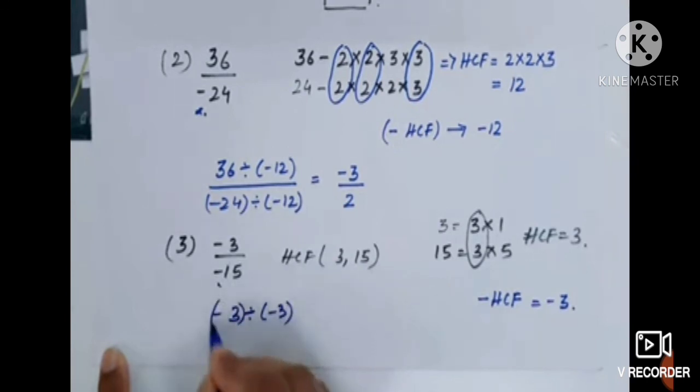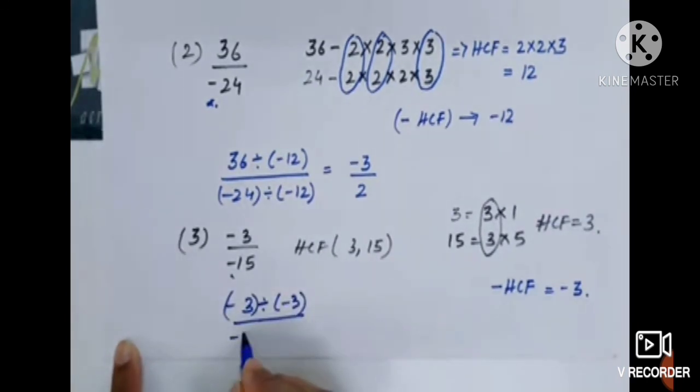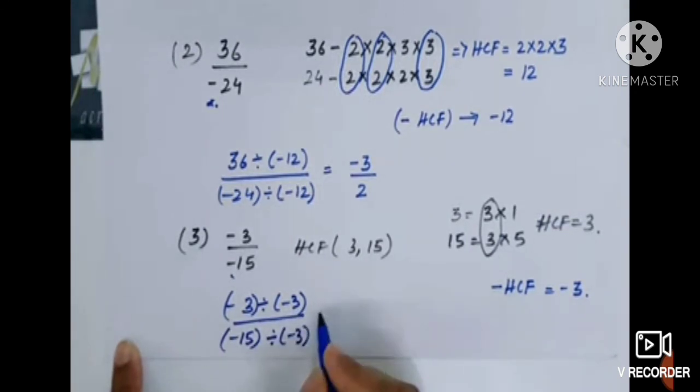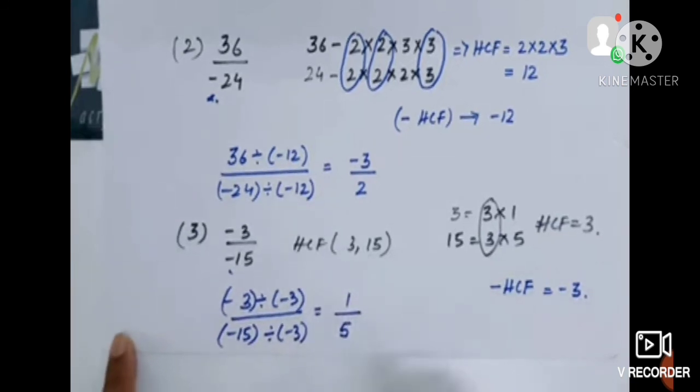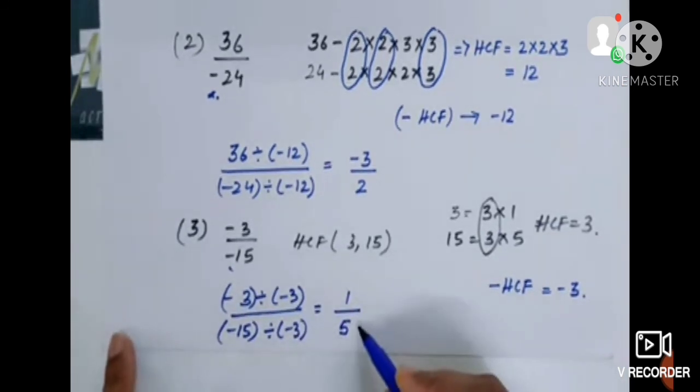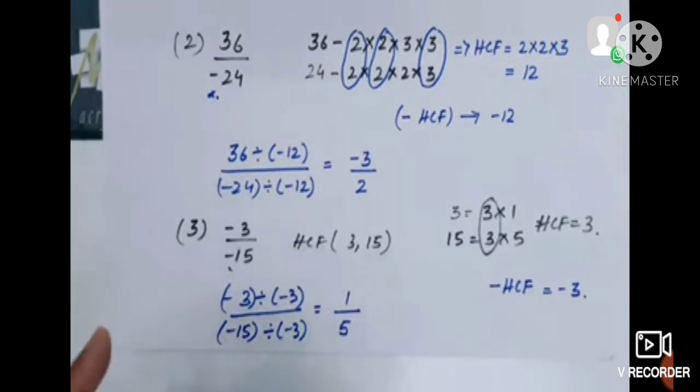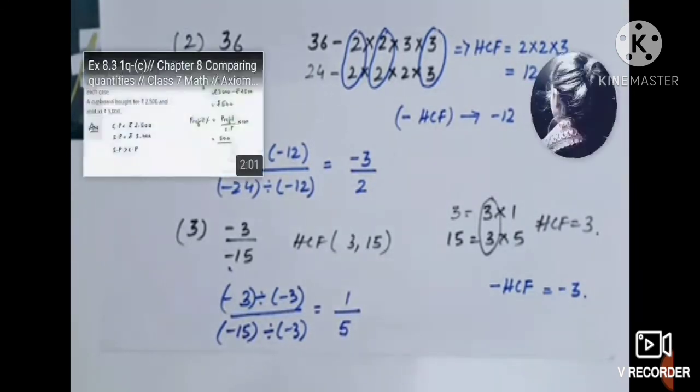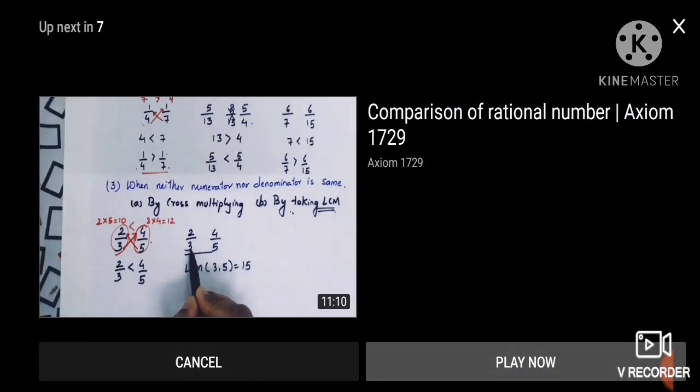Divide both sides by the HCF. Minus 3 by minus 15, divide both sides by minus 3, because the denominator should be positive. To make it positive you have to divide by a negative. So the answer is 1 by 5. The standard form of this is 1 by 5. So this is all about how to make numbers into a standard form. By using these rules you can make it.